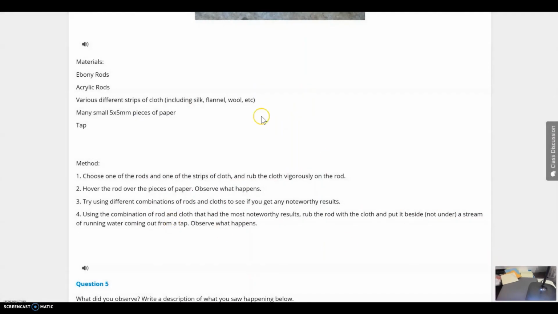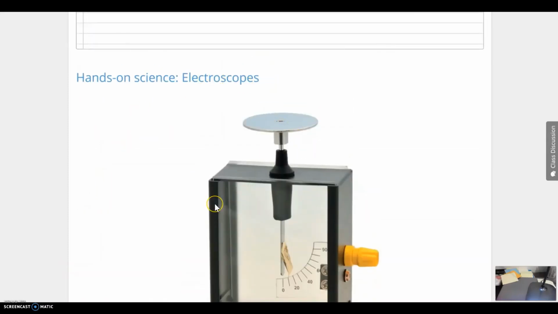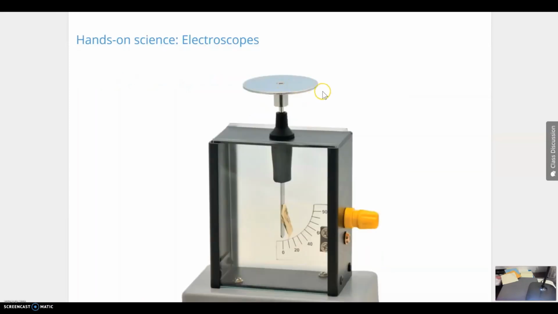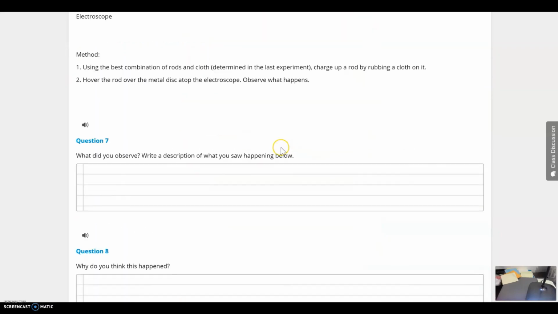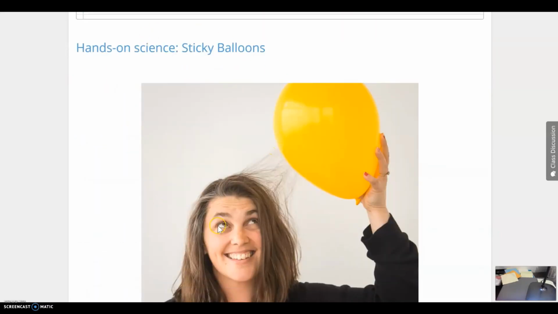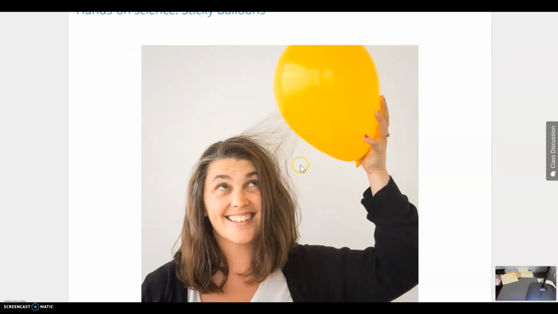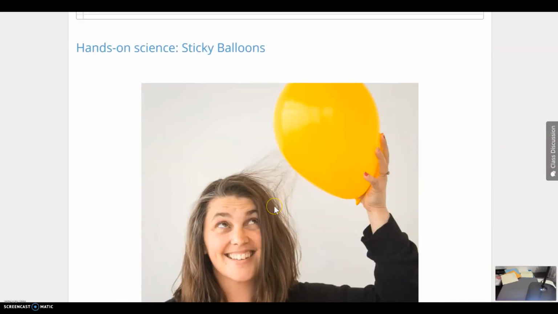So the next part is electroscopes. This is for people in class. The electroscope is a device that helps measure how much charge is in an object. What you're going to do is charge up your rod and then put it up above this disc and see what happens. The fourth experiment is for those at home. You're going to use your balloons to see how they stick on certain surfaces. Rub the balloons and try and stick them on the ceiling and on the wall and see what happens.